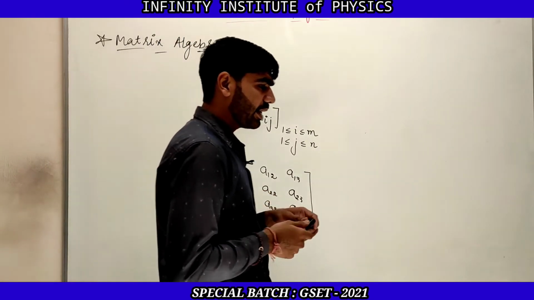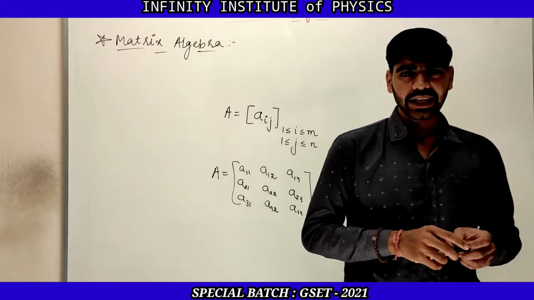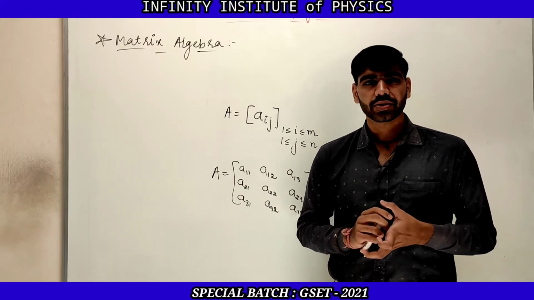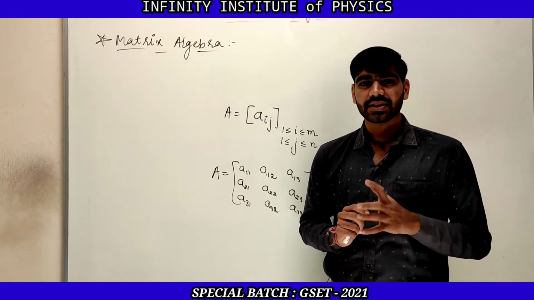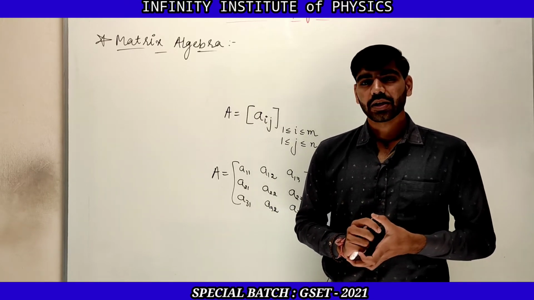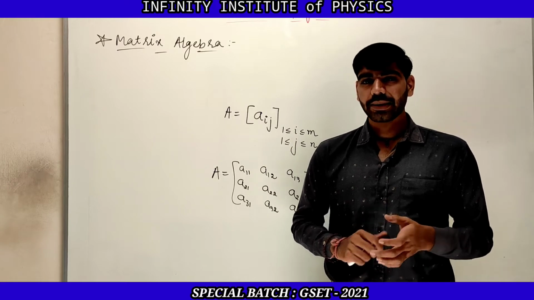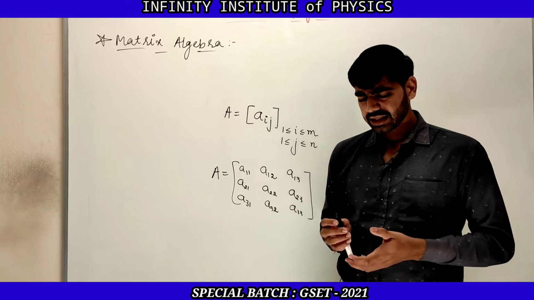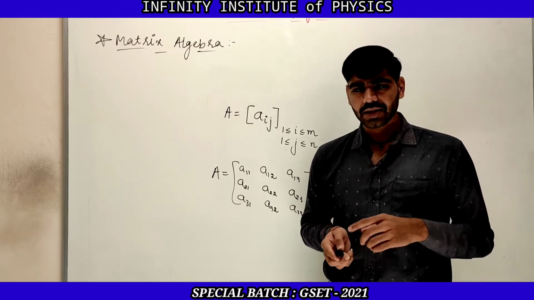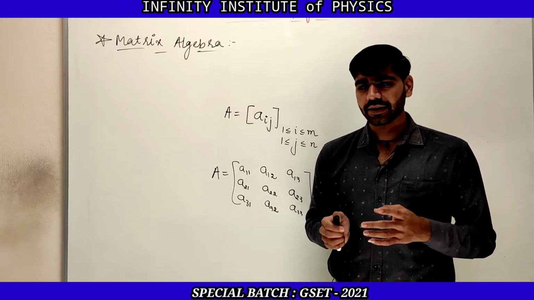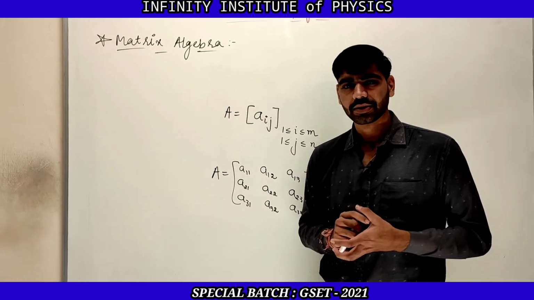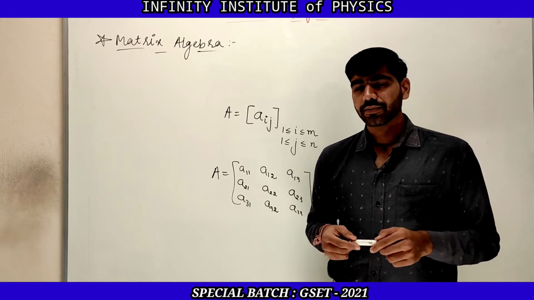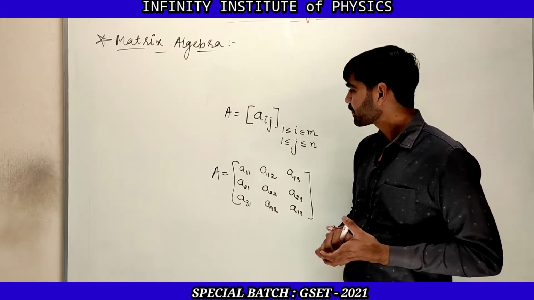In 1827, I think, the concept of matrix was introduced by J.J. Sylvester. Yes, the matrix concept was introduced by J.J. Sylvester. And afterwards, one English mathematician also explored this concept, I forgot the name of that particular mathematician, but he explored some more concepts related to matrices.